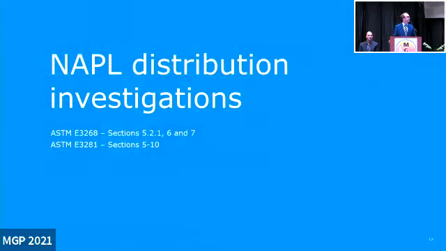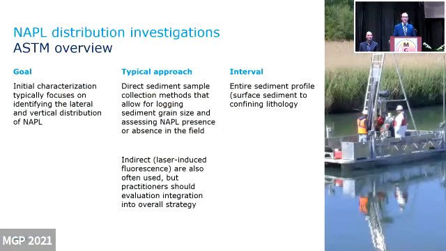Moving on to NAPL distribution investigations. So once the pre-investigation plan has been completed and you have a sampling strategy developed, then you're looking to assess the horizontal and vertical extent of NAPL that's present in the sediment body. At this stage, you are typically going to be collecting direct samples of the sediment that are capturing the entire interval from the surface of the sediment down to whatever the confining lithology is at the site.